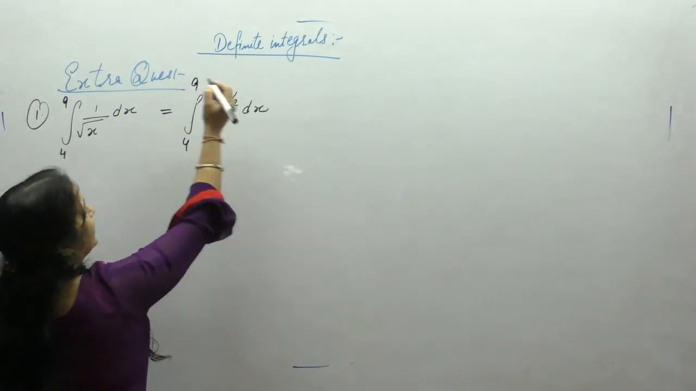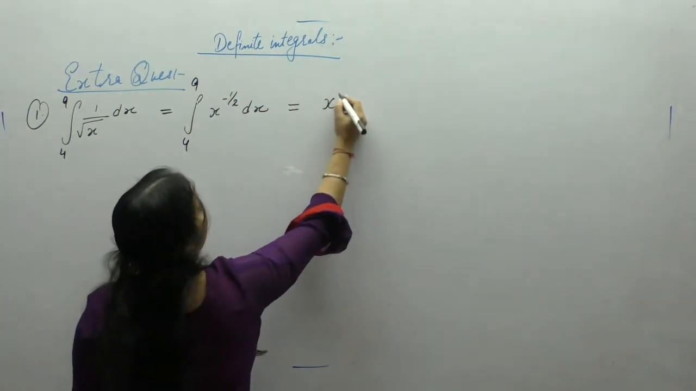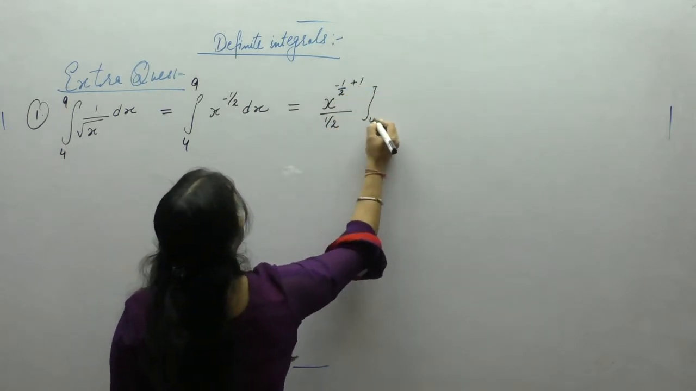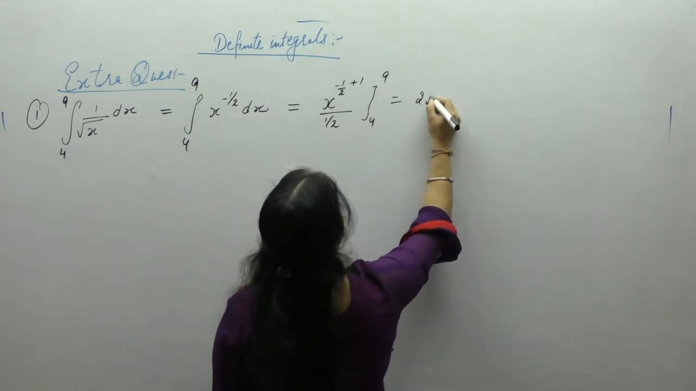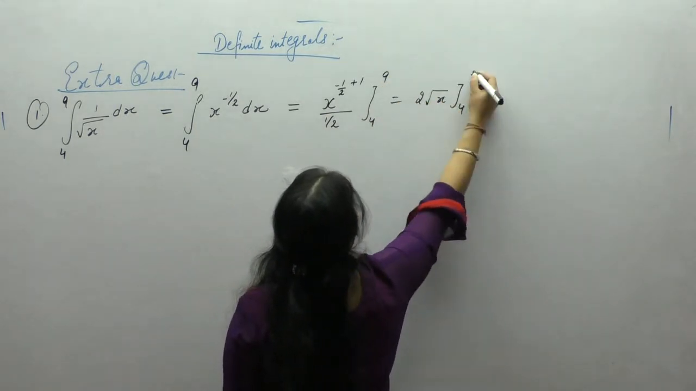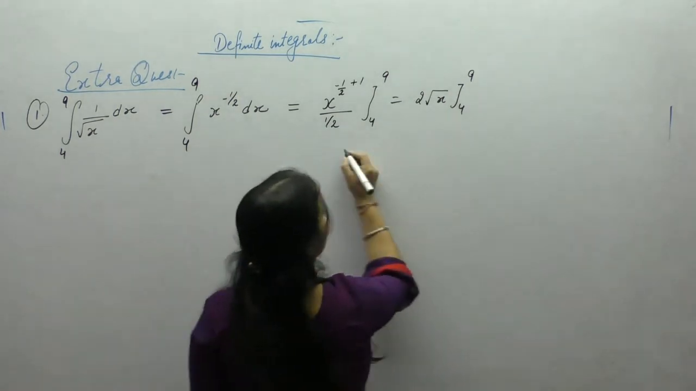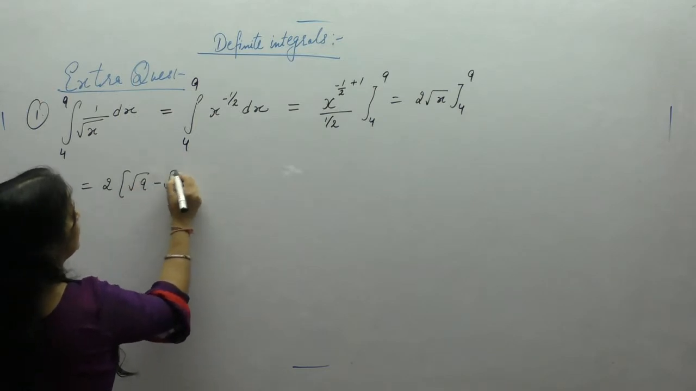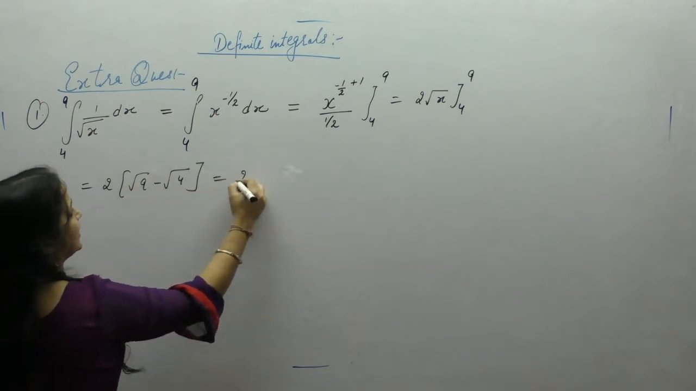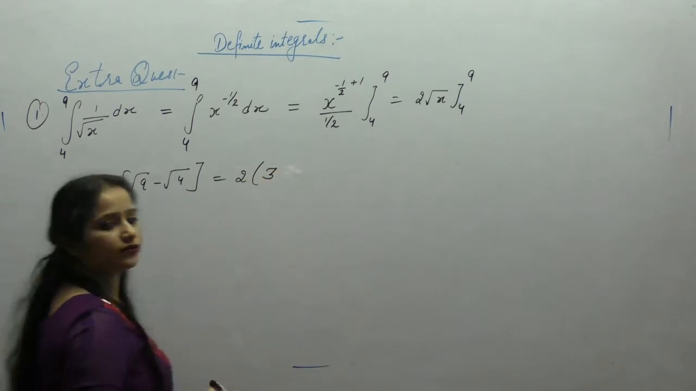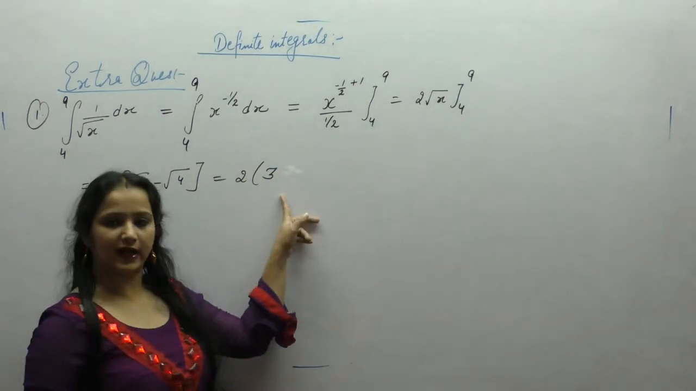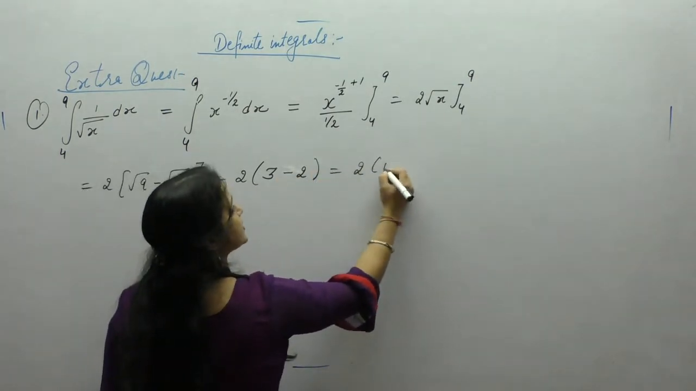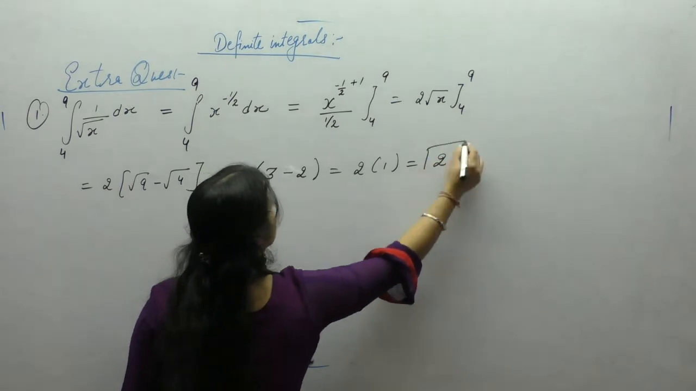Now apply the power rule. x power n plus 1, minus half plus 1 is 1/2. So 2 root of x, and the limit goes from 4 to 9. You can write it as 2 times square root of 9 minus square root of 4. 9 is square of 3, so square root of 9 is 3 and square root of 4 is 2. 3 minus 2 is 1, so the answer is 2.